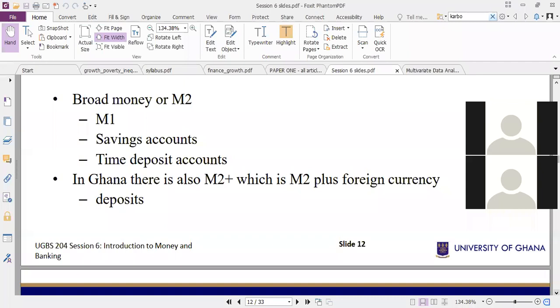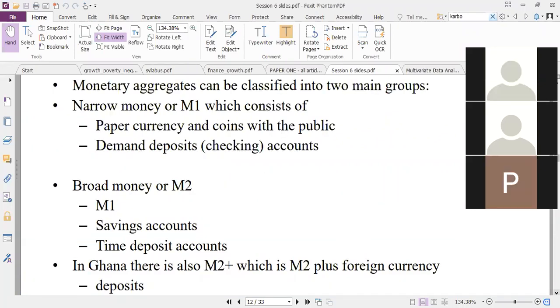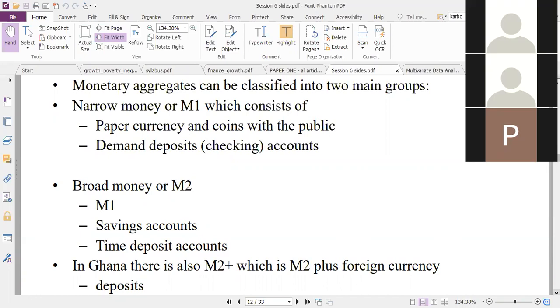Sir, please, I wanted to ask why demand deposit account is not part of the M2, since savings account is part of M2. Yes. When we say demand deposit account, basically, it's your account with the bank, your checking account at the bank. So let me make it clear here.